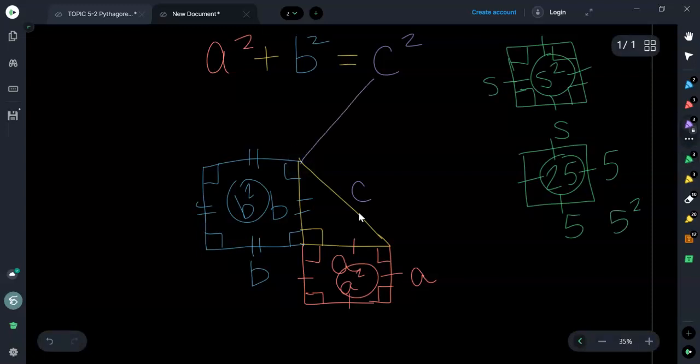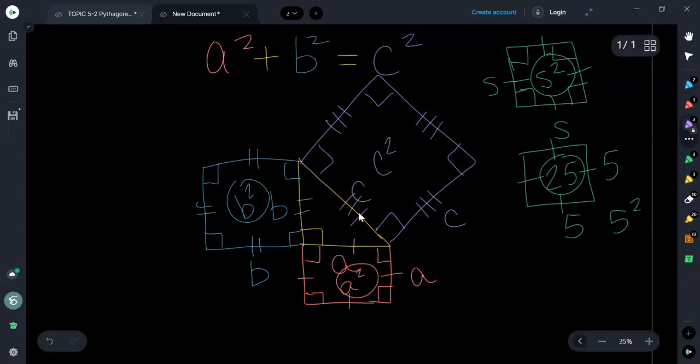So now I'm going to draw this final square here. And this square is the biggest of all because it is the same length as my hypotenuse, which is the biggest side of my triangle. And if this is a square, what's the area of a c by c square? C squared.